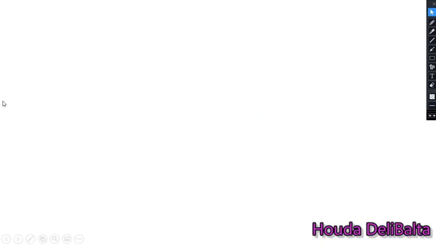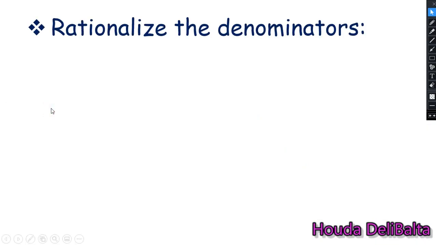Welcome dear students, and here is how to rationalize the denominators including radicals. The idea here is to make the denominators rational. From the word rationalize, that's related to rational, it means that I have to change the denominator from an irrational one including radicals to a rational one without radicals. Here is the first example.